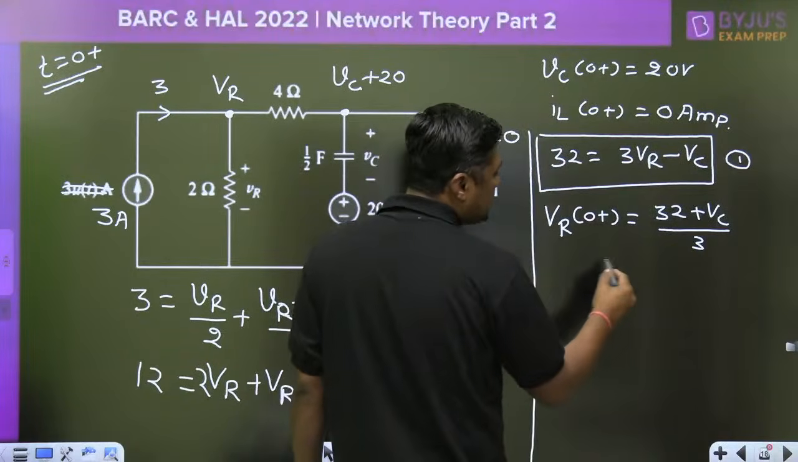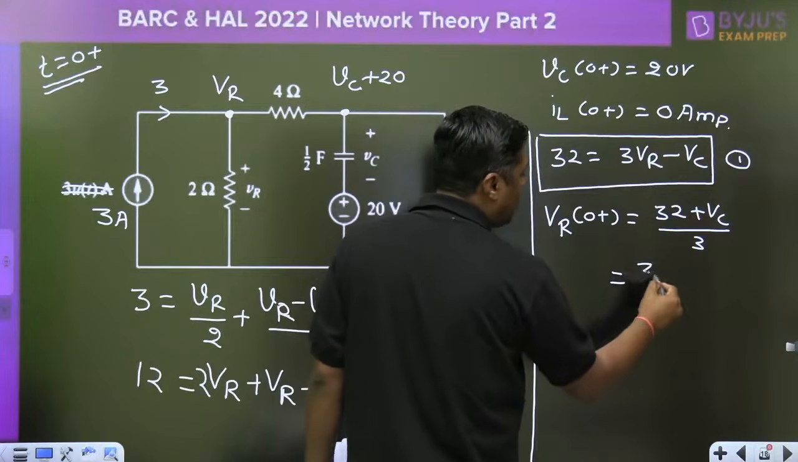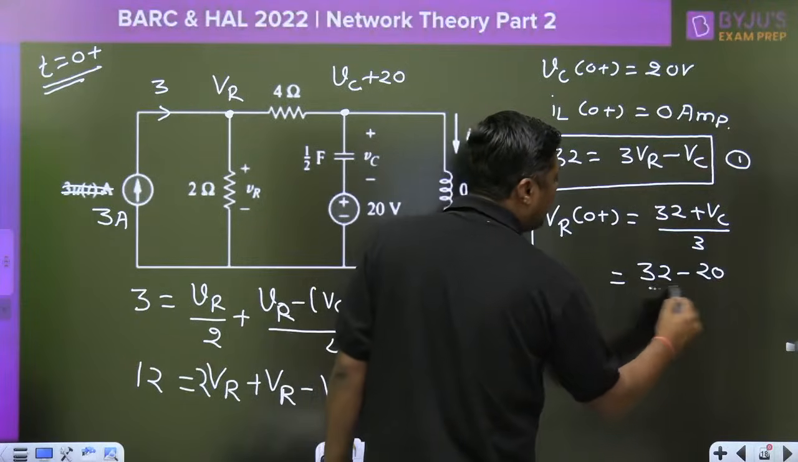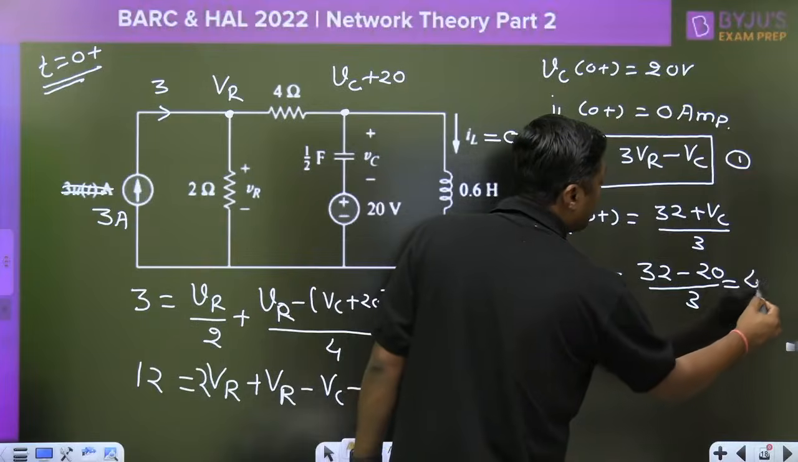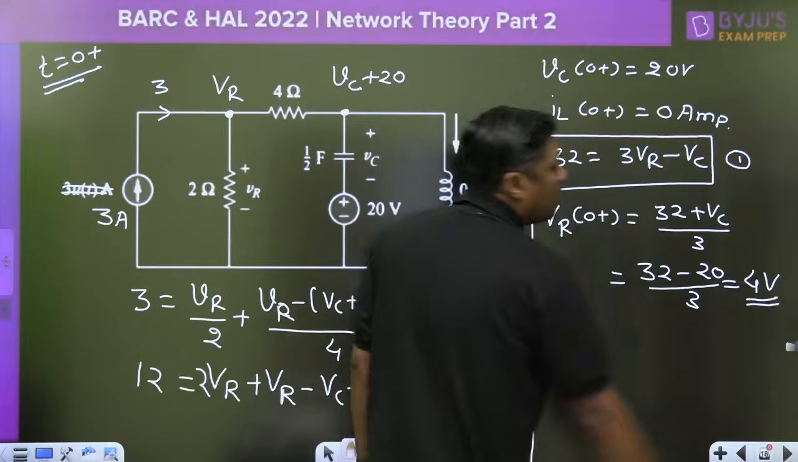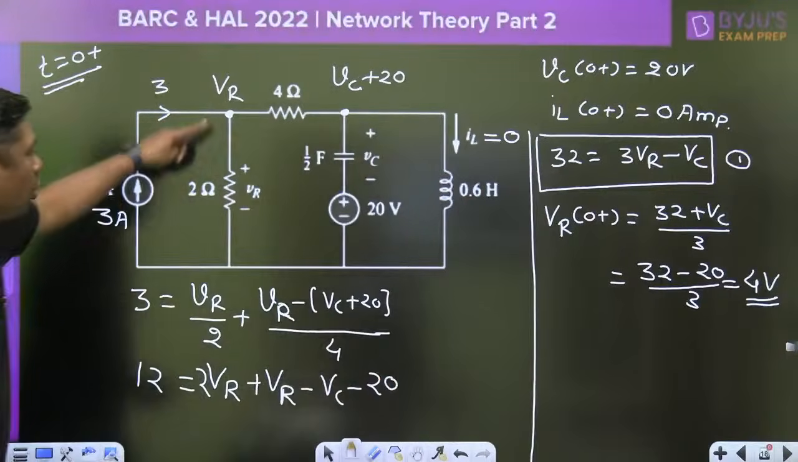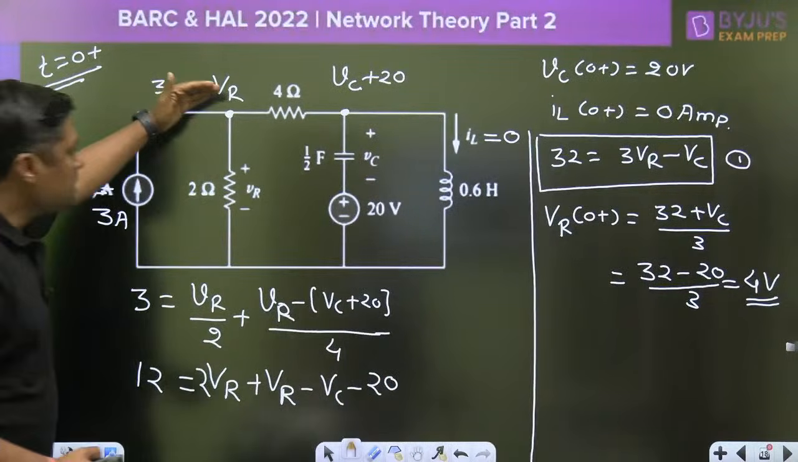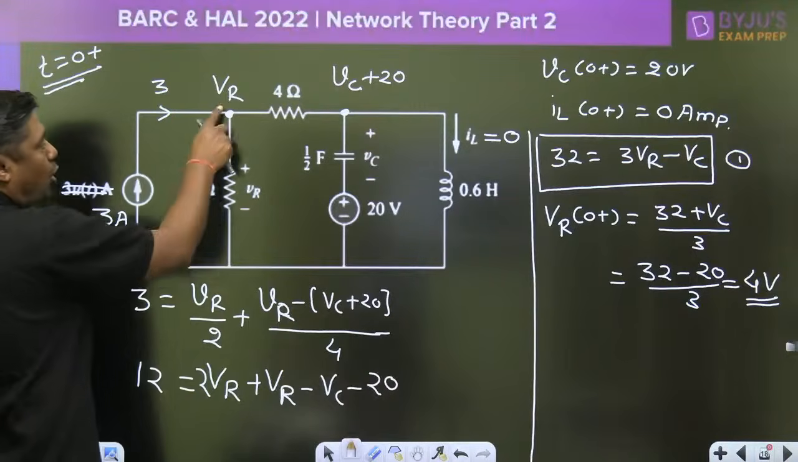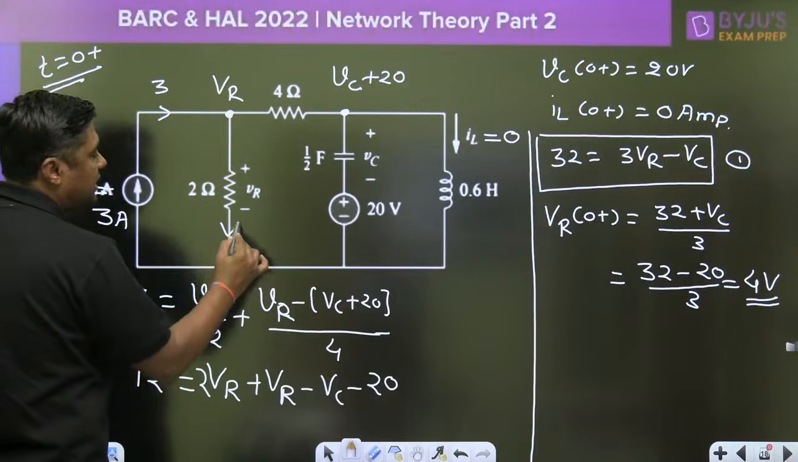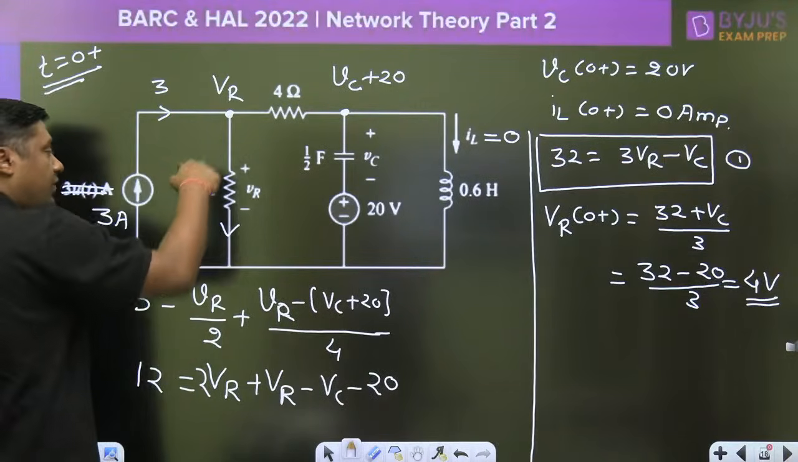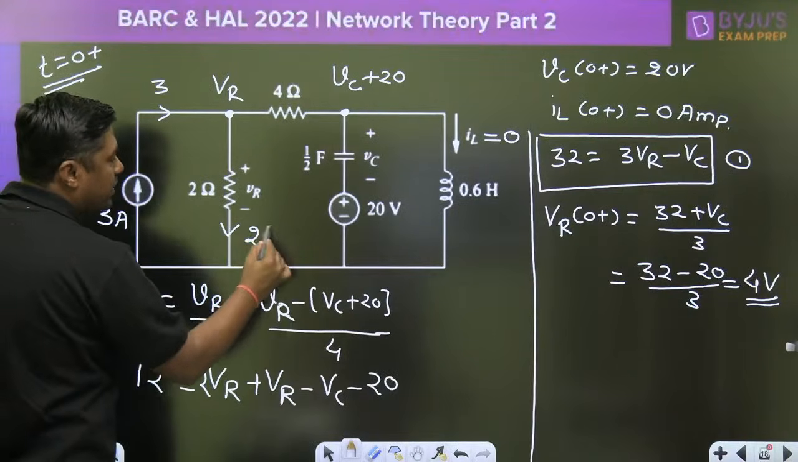What is the initial voltage across the capacitor? Minus 20 volt. So 32 minus 20 divided by 3, that is nothing but 4 volt. What is the initial voltage across the resistor? 4 volt. What is the initial current through the resistor? 4 divided by 2. What is the current here, my dear friends? 4 divided by 2, that is the current is 2 ampere.